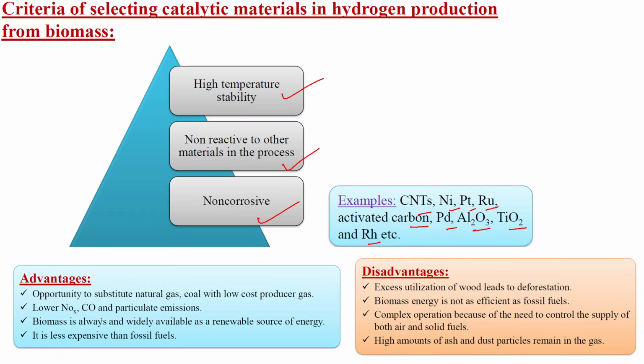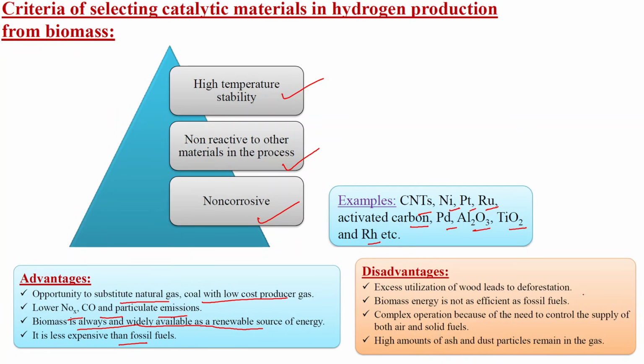So what is the advantage of producing hydrogen from biomass? The advantage is the opportunity to substitute natural gas and coal with low cost producer gas. Biomass is easily available everywhere, so it is advantageous compared to hydrogen produced from fossil fuels. Lower NOx, carbon monoxide and particulate emission compared to fossil fuels. Biomass is widely available as a renewable source of energy. It is less expensive than fossil fuel.